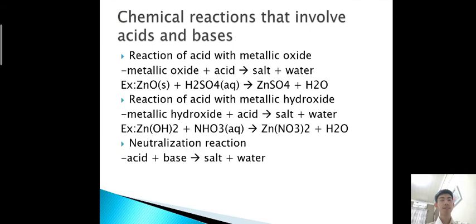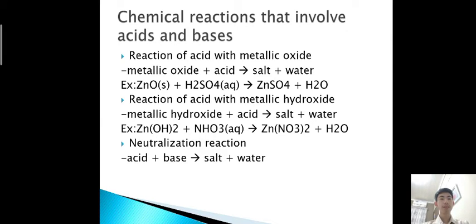Chemical reactions that involve acids and bases. The fourth one is the reaction of acid with metallic oxide. The formula is metallic oxide plus acid forming salt plus water. For example, ZnO in solid form plus H2SO4 in aqueous form forming ZnSO4 plus H2O.